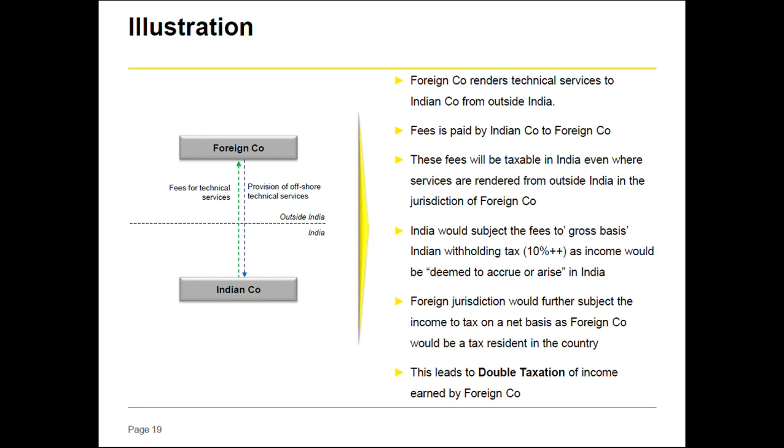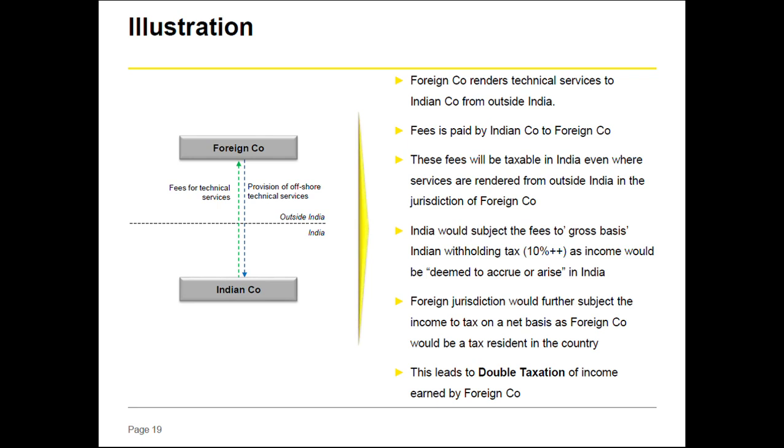This is an illustration with respect to double taxation. A foreign company renders technical services to an Indian company from outside India. Fee is paid by the Indian company to the foreign company. These fees will be taxable in India even if the services are rendered outside India. India would subject the fee to tax on a gross basis at 10% plus surcharge and cess, as the income is deemed to accrue or arise in India.